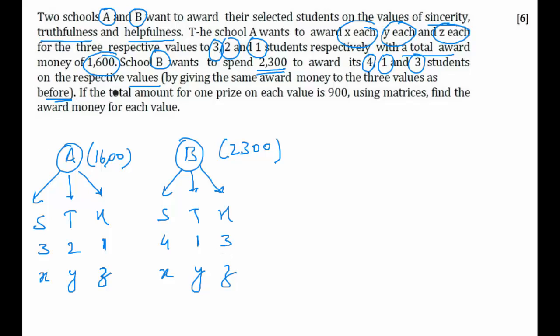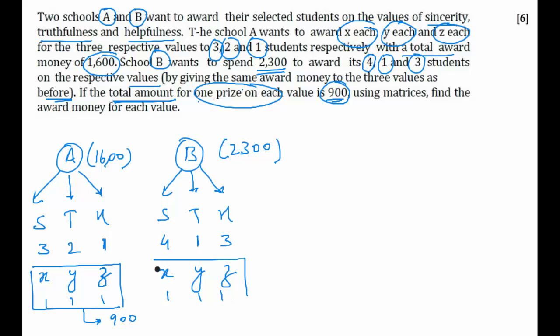Okay, what else is given to us? If the total amount for one prize on each value is 900. Okay, so I need to calculate the total amount when I take one prize each. Right? Then the amount should be equal to 900, which means that we can do this on either side. So if I take one award of each, then this should total up to 900 rupees prize money, and you can do this here also, because all 3 prizes are of the same amount for school A as well as school B. So now we have written all our data in a graphical format so that we can use it effectively.